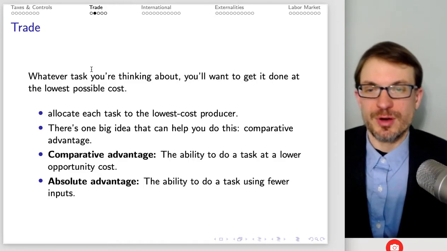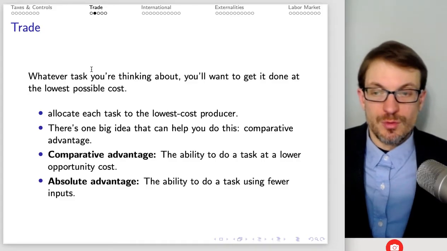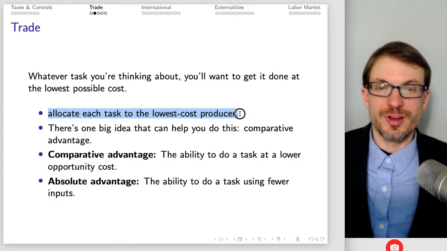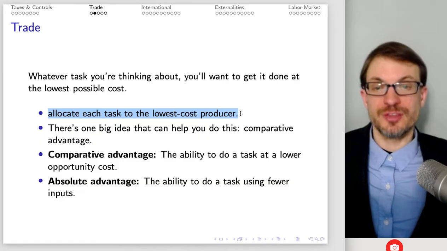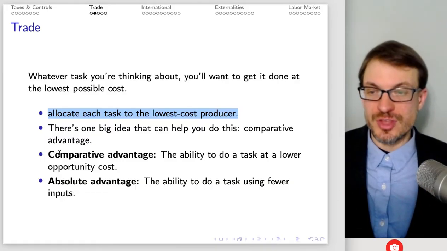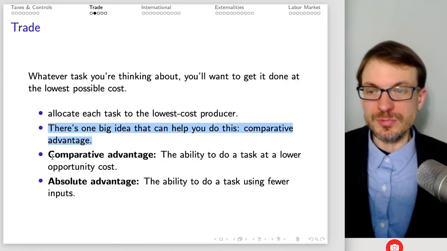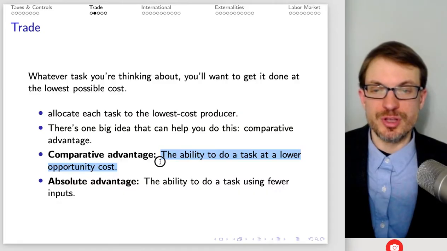So we could think about the strategies we'd use to make this happen. One thing you could do is try to allocate each task to the lowest cost producer. And if we're allocating each task to the producer with the lowest opportunity cost, if we're following comparative advantage, then we'll reach the ideal optimal situation. Comparative advantage is just the ability to do the task at a lower opportunity cost.